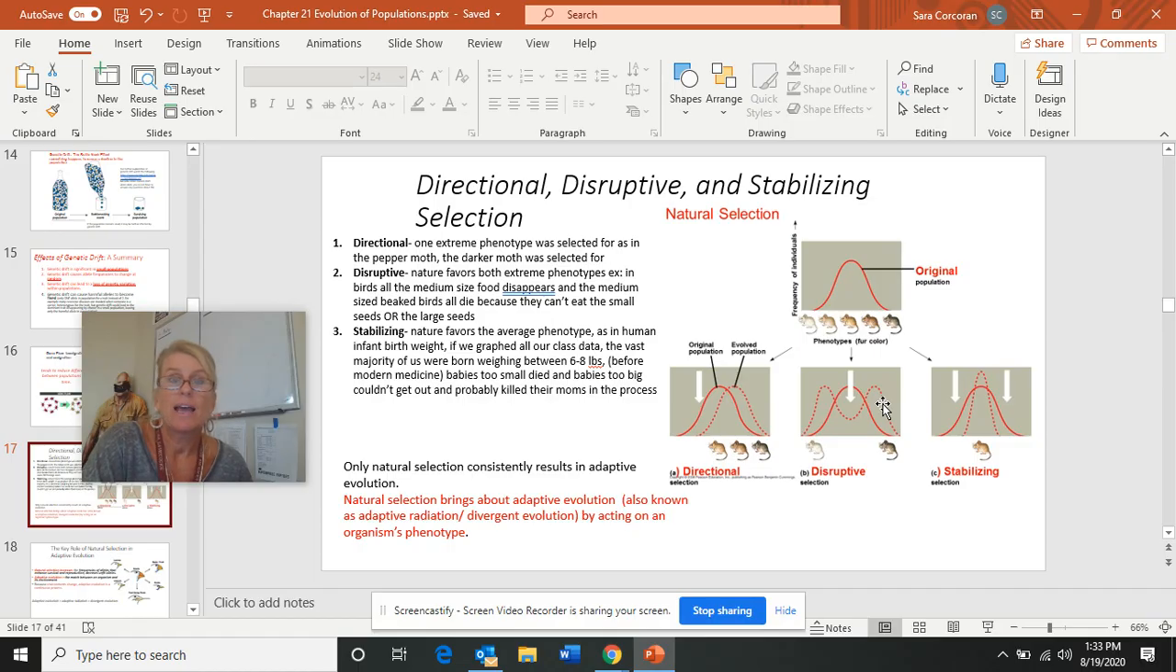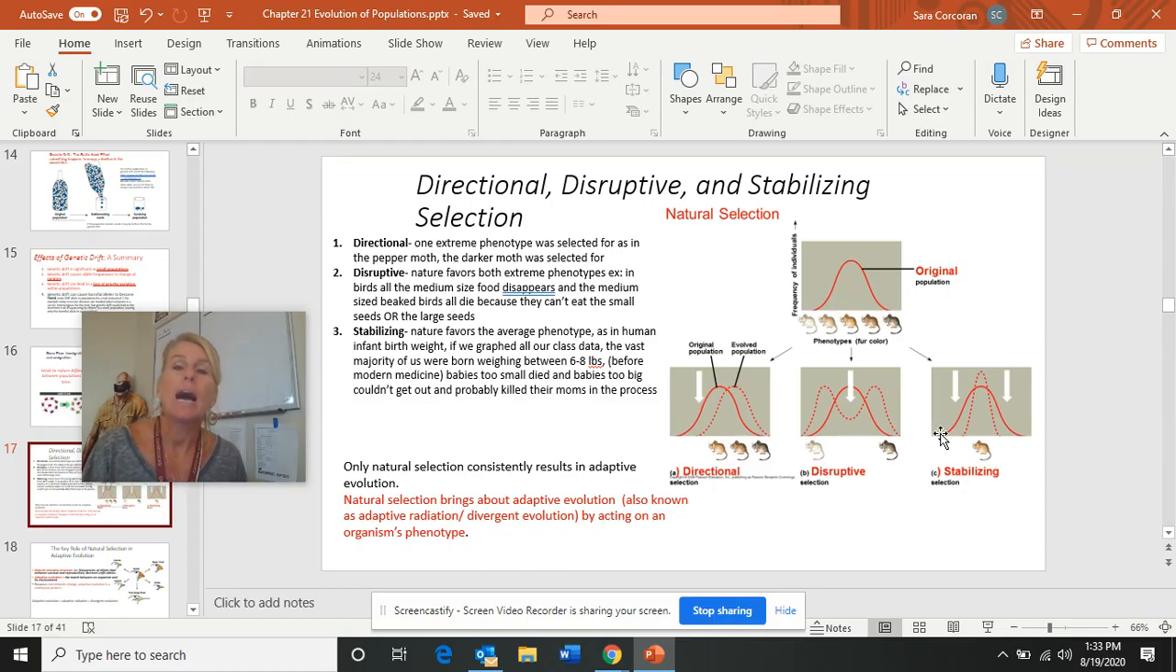And lastly, the 3rd type of natural selection is stabilizing, where nature is selecting for the average phenotype. So in the original population, there's variation. Something happens and nature is selecting for the average. The example I like to use for this one is human birth weight. I believe that if we were all together and I could ask each one of you what you weighed when you were born, the vast majority of us would say something between 6 and 8 pounds.